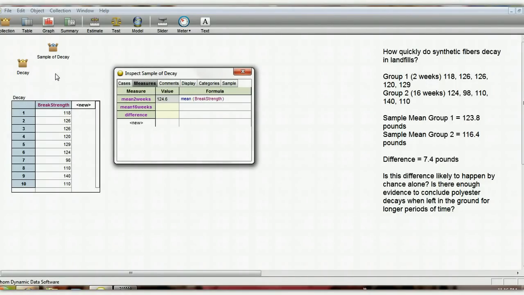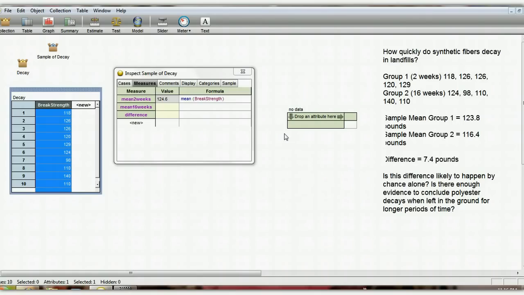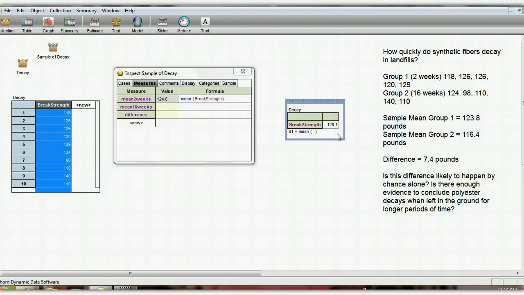Let's see, maybe we can figure out the mean of all 10 of these. So let's grab a summary chart here and see if we can figure out the mean of all 10 strips. Okay, the mean is 120.1. Well, we have 5 strips that we've chosen, and we have a mean for those. And then there's 5 strips that we haven't chosen, and we'd have a mean for those.